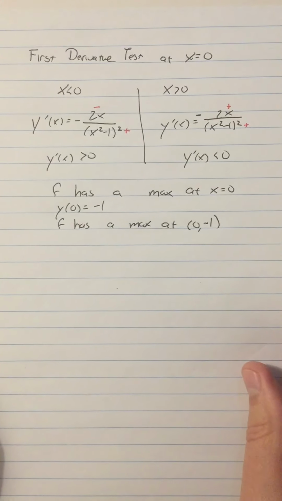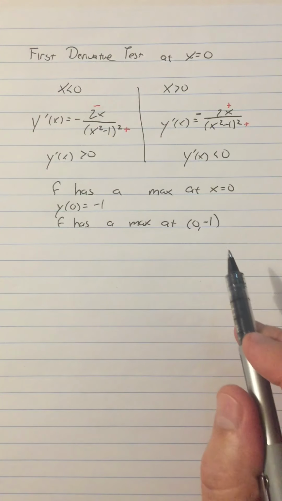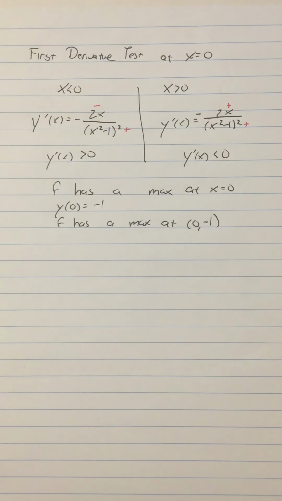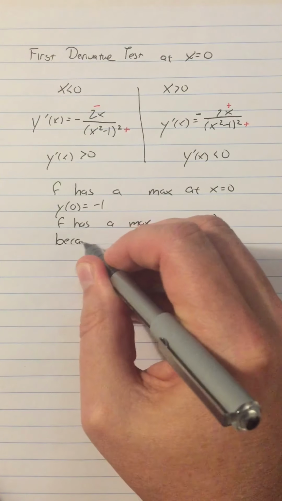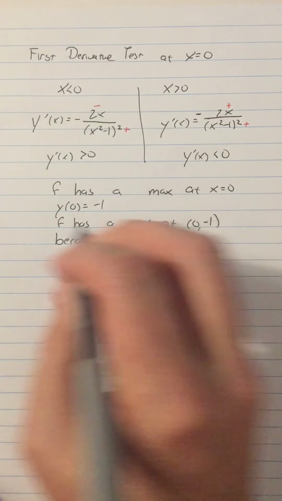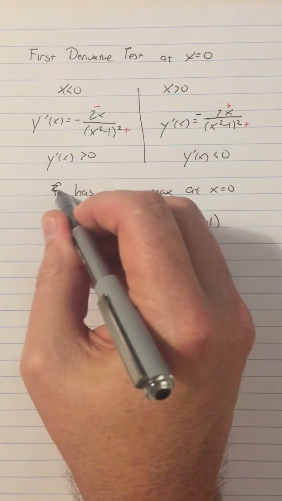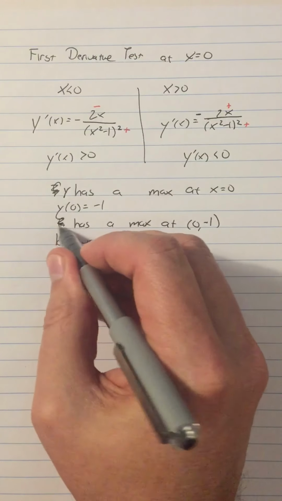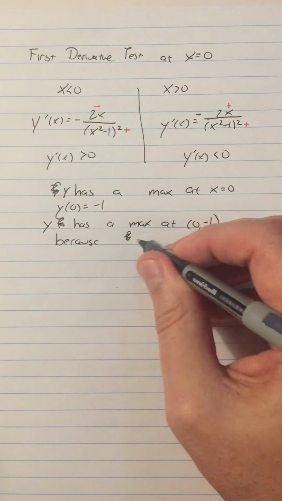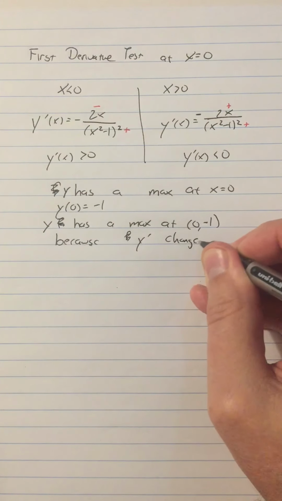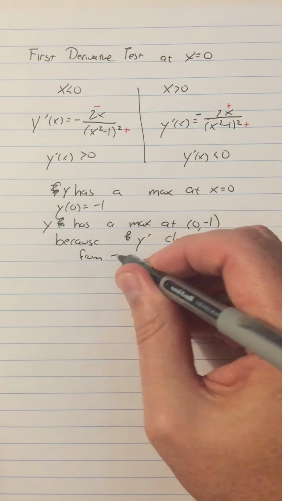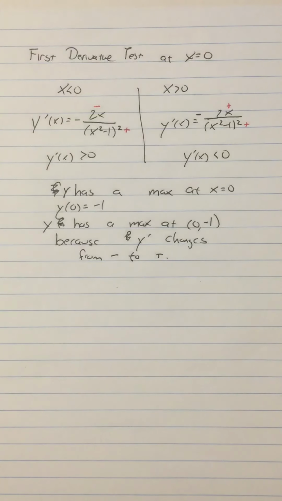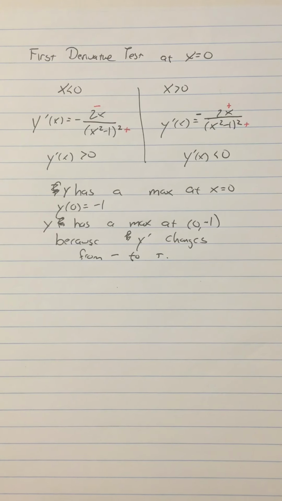Now, you have to be watching in the AP exam questions if they're asking for the y value, the x value, or both. So just watch the wording of the question to see which one they're asking you for. And we're going to say because y prime, oh, I was doing y and then I changed it to f. It's y. So y has a max because y prime changes from negative to positive. So that's what y prime has.